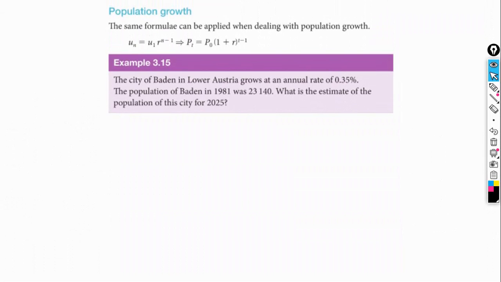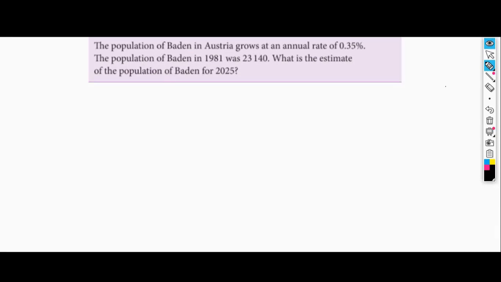So for population growth, we can use the same type of formulae. Let's focus on example 3.15. So the population of Baden in Austria grows at an annual rate of 0.35%. The population of Baden in 1981 was 23,140 people. What is the estimate of the population of Baden for 2025? So notice that this is 44 years, so t is going to be 44.